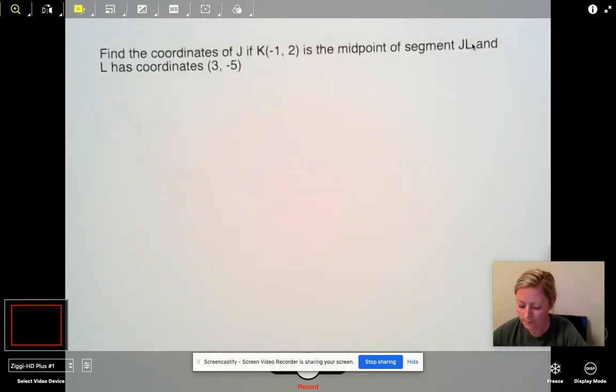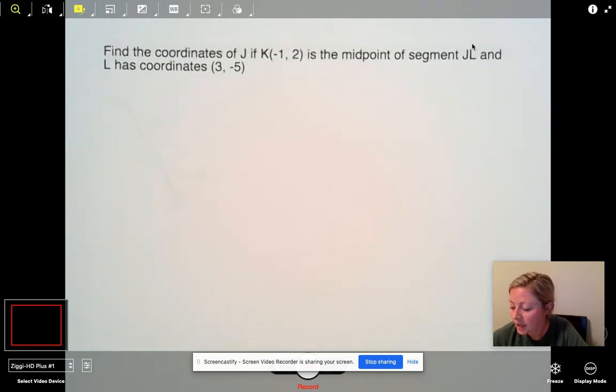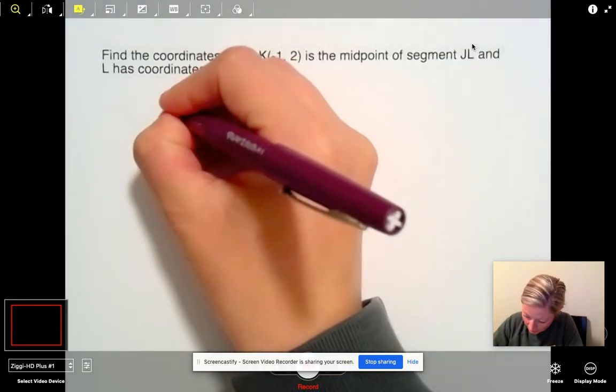All right, our next example here, find the coordinates of J if K (-1, 2) is the midpoint of segment JL, and L has the coordinates of (3, -5). So what we're looking for, you guys, is one of the endpoints. So we're missing one of our endpoints, given one endpoint and the midpoint. So this is what I like to do. I like to give myself a little picture here.